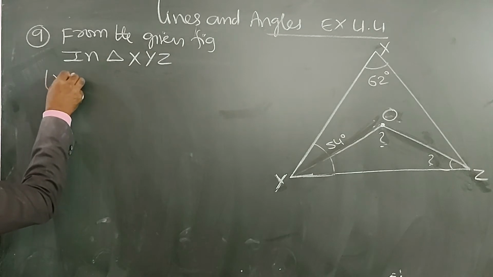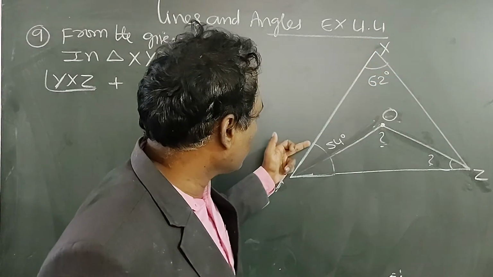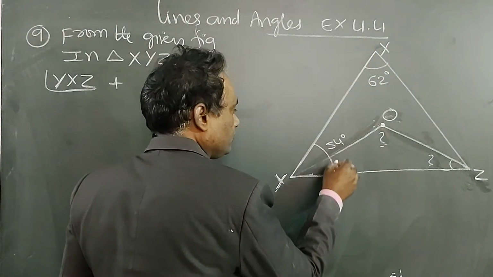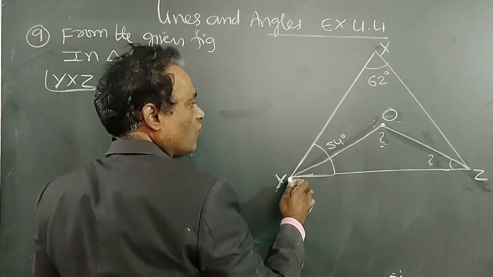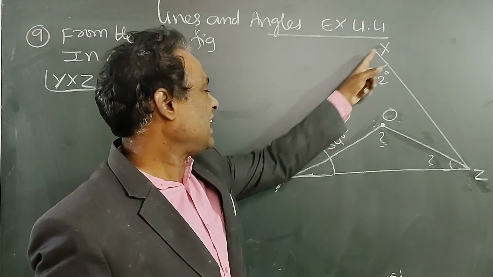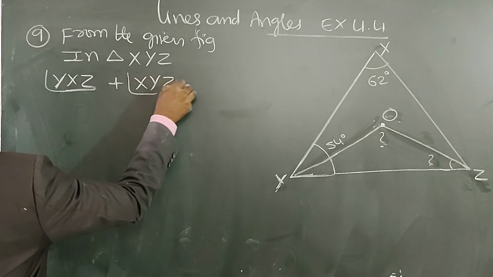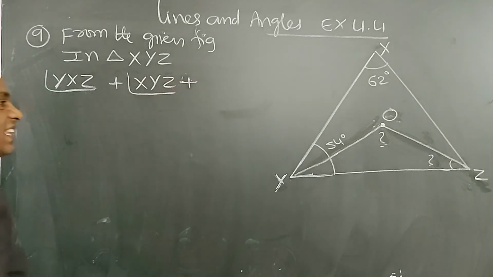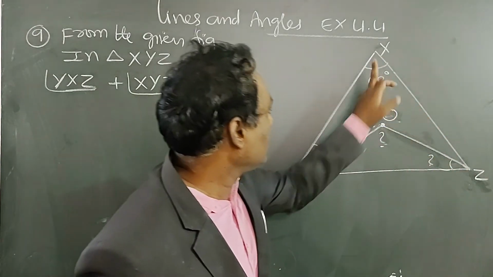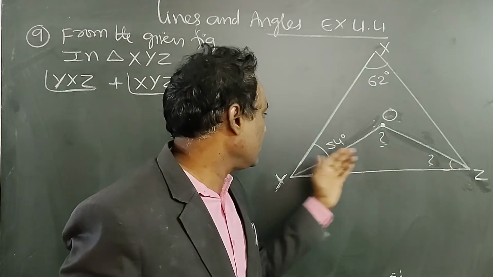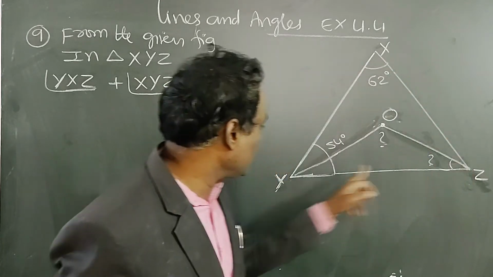Angle YXZ. What is the name of this angle? This angle is XYZ. Angle XYZ plus, what is the other angle? The name of this angle is YXZ. The name of this angle is XYZ. The name of this angle is XZY. This angle, XZY.